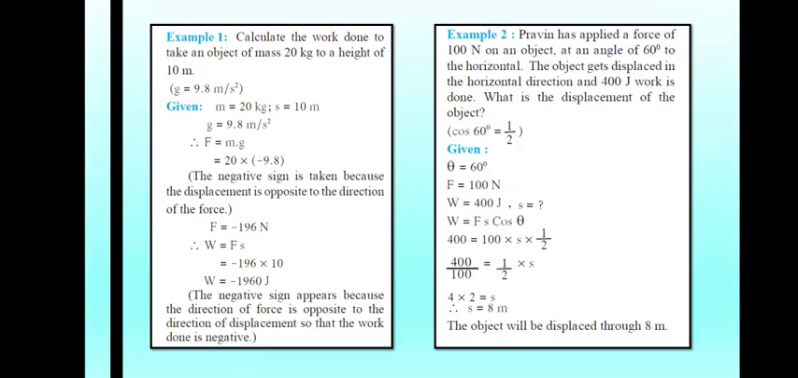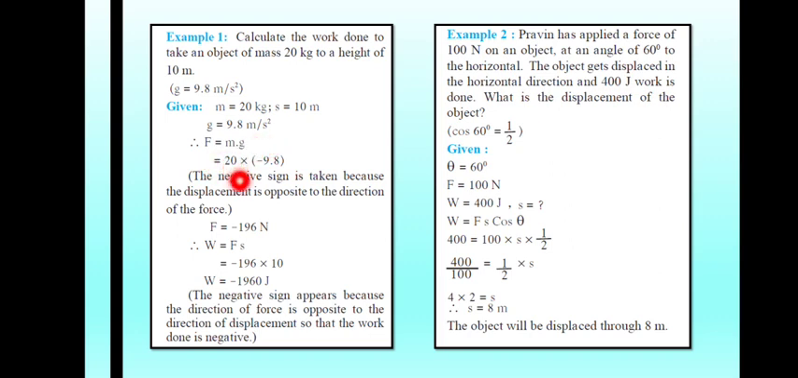Now let us take few examples here. The first example: calculate the work done to take an object of mass 20 kg to a height of 10 meter. Correct? Now gravitational pull is given. Gravitational pull means the force by which earth will pull any object towards itself. Okay, so gravitational pull is 9.8 meter per second square. So what is given? Mass is given, that is 20 kg, and height is 10 meter, so displacement is 10 meter, and the gravitational pull is 9.8 meter per second square.